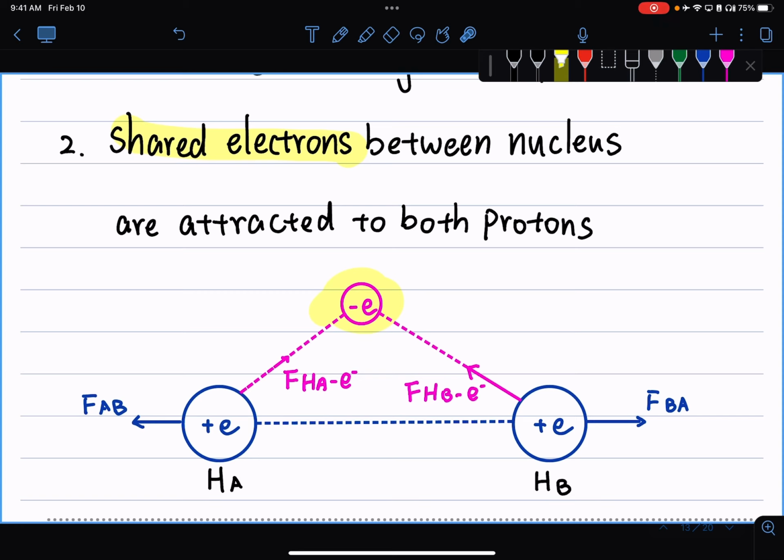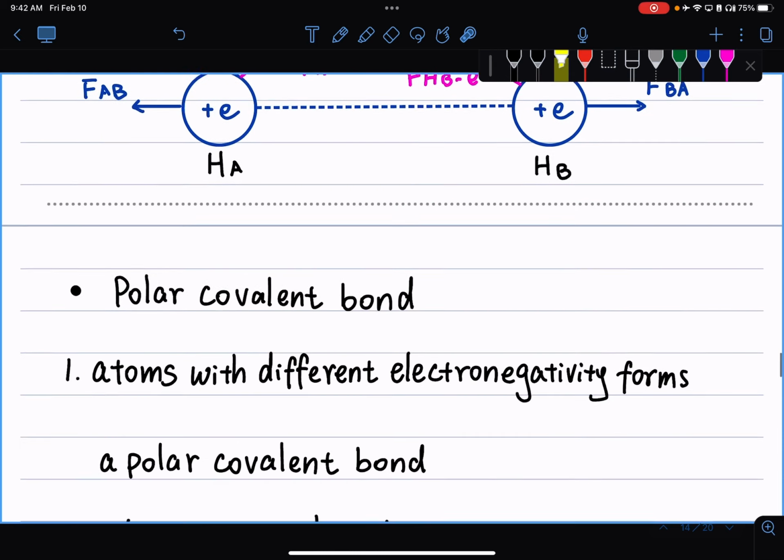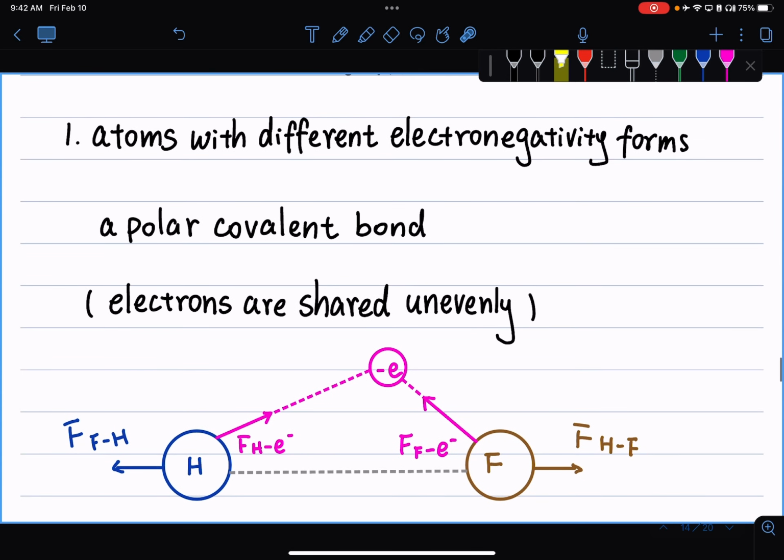So this is a pure covalent bond. Imagine just H2+, where you only have one electron that's shared evenly between the two hydrogen nuclei. In reality, it is more often that we have polar covalent bonds, which means we have two atoms that have different electronegativity, but they're not ionic enough.